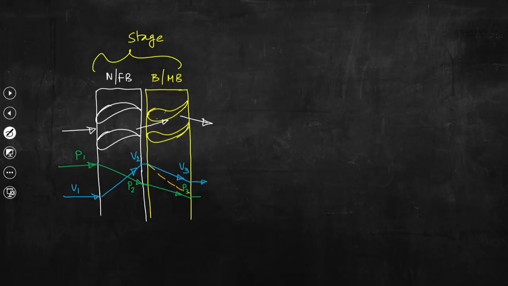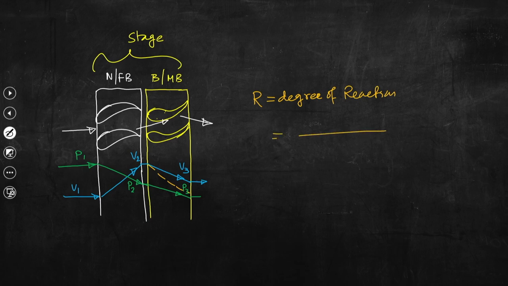Now, we had also defined one term that is called degree of reaction. That is defined as the ratio of enthalpy drop of steam in the moving blade to the total enthalpy drop, that is, enthalpy drop of steam in the fixed blade plus enthalpy drop of steam in the moving blade. So, that is the degree of reaction.